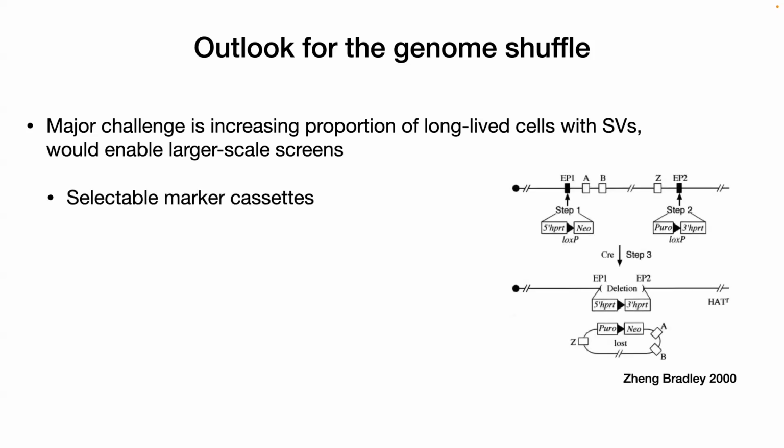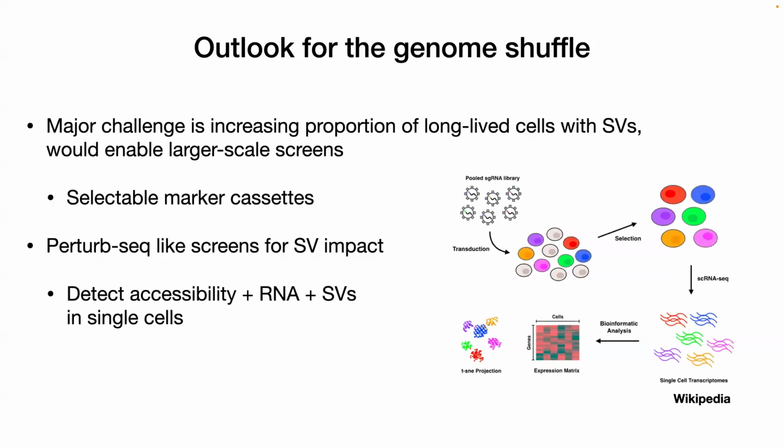One way that we think we can do this is by including selectable marker cassettes in our designs that basically reconstitute selectable markers, either an antibiotic resistance or a fluorescent marker that's specific to when the rearrangement is actually induced. What we're hoping to do then is perturb-seq like screens for structural variant impact, and large screens of structural variant impact in a variety of different contexts. We're also very interested in expanding the kinds of molecular features that we can profile in addition to RNA. We're working on DNA accessibility as well as chromatin conformation capture.